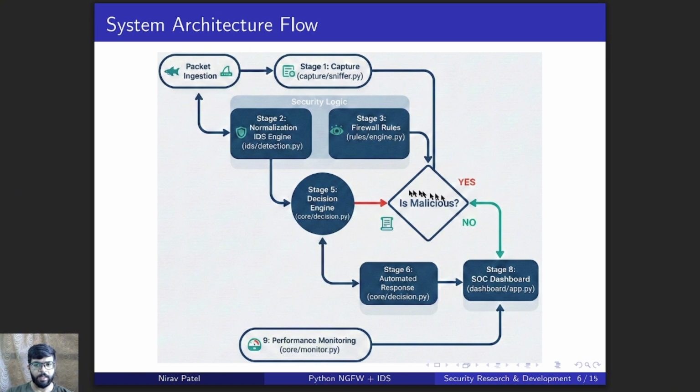Now, we'll come back to the malicious node again, and if the malicious node points to no, then it is legitimate traffic. If the traffic is legitimate, it is allowed to pass normally. However, it is still logged and forwarded for monitoring and visibility purposes. So it will go to stage 8, the SOC dashboard.